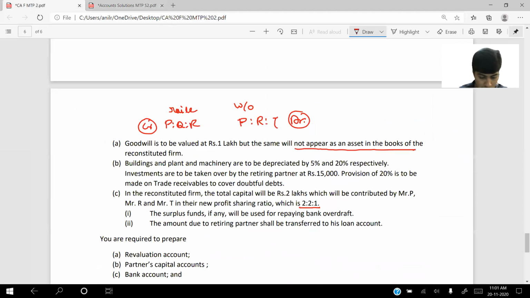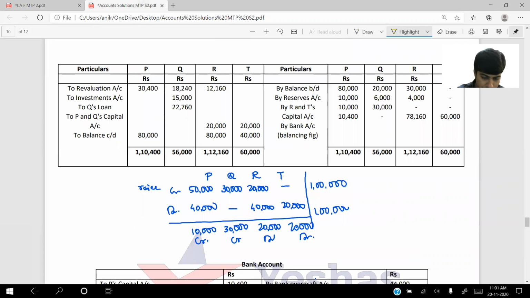One second. Let's have a look. Goodwill is to be valued at 1 lakh, but same will not appear in books of accounts. Okay. Total capital is 2 lakh. New profit sharing ratio. Perfect.